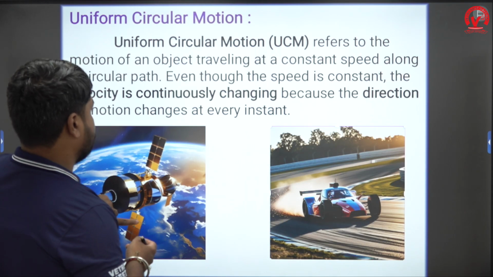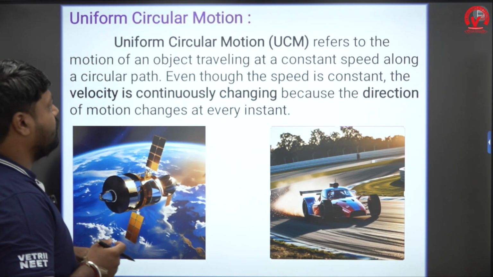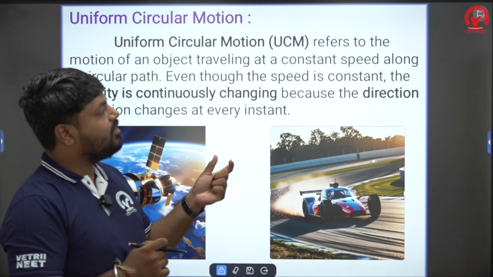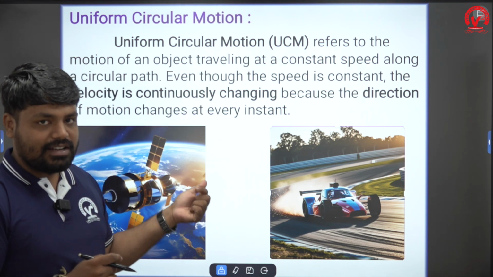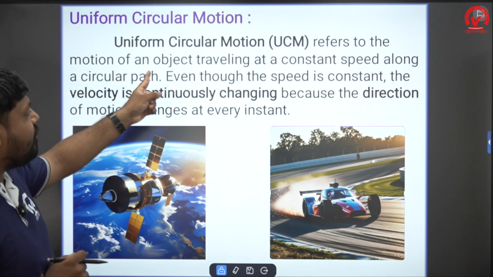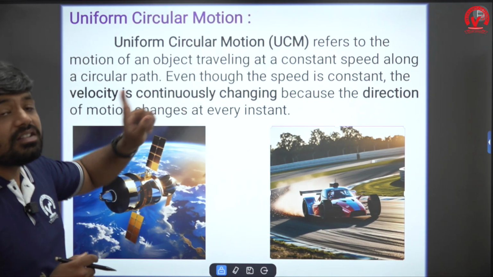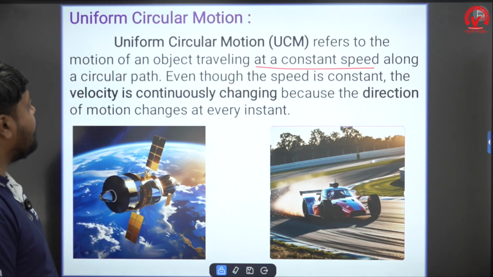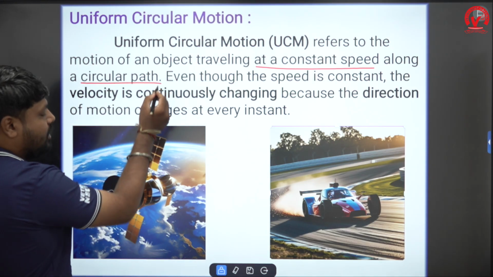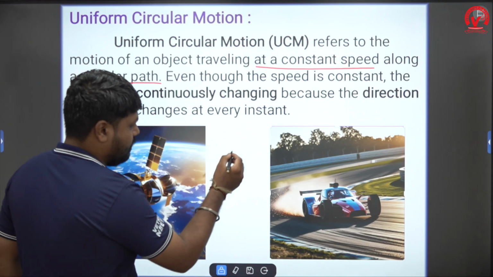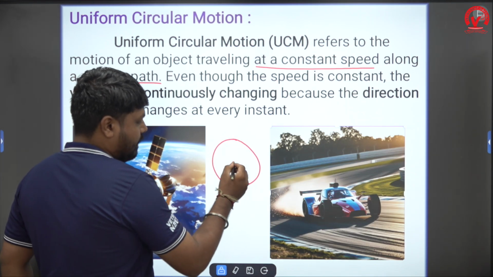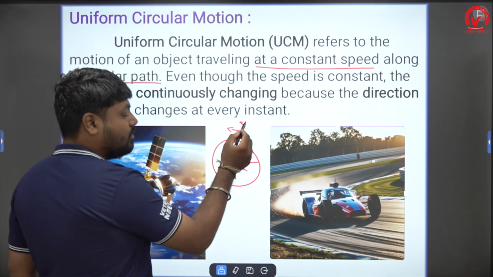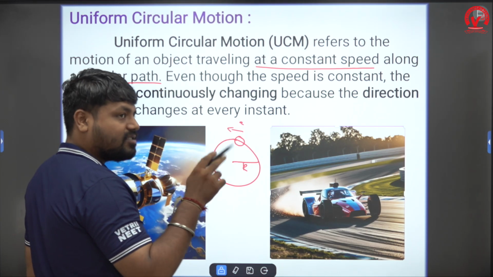So what is uniform circular motion? In acronym we can call it UCM. It refers to the motion of an object traveling at a constant speed, not a constant velocity, along a circular path. Consider a circle whose radius is r. This object is traveling at constant speed, not constant velocity. I will tell you why it is not constant velocity.